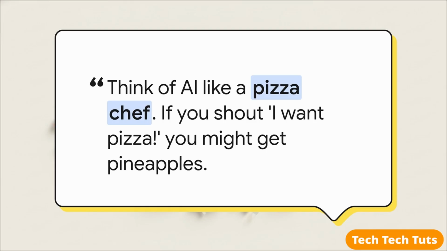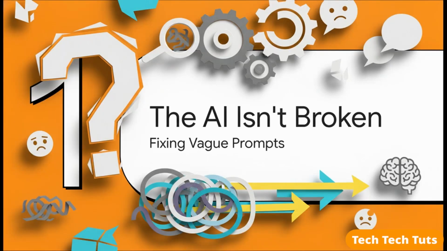Think of AI like a super smart pizza chef. If you just shout, "I want pizza," and hang up the phone, you might end up getting pineapple when you really want a pepperoni. The AI isn't broken, it's just taking your vague instructions incredibly literally. If you don't actually specify the crust, the sauce, and the exact toppings, well, you're going to get whatever the chef guesses you want. Section 1, the AI isn't broken.